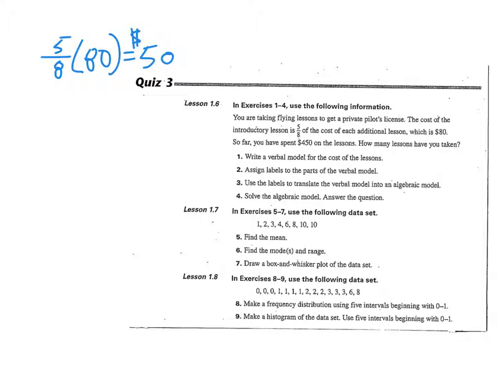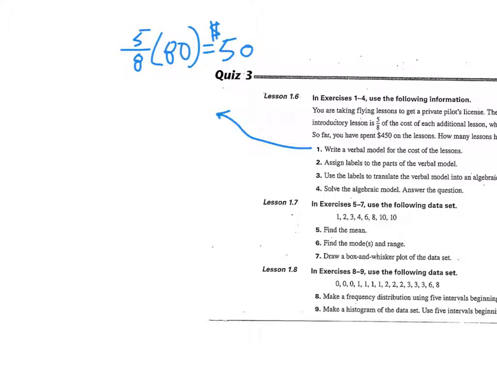Now, I am going to make for you, in number 1 here, the verbal model. So you're going to take first lesson plus every lesson after. Now, we don't know how many lessons we're doing, so that's going to be x equals 450. So actually, what I've done here for you is I've given you what they call the algebraic model. Okay?